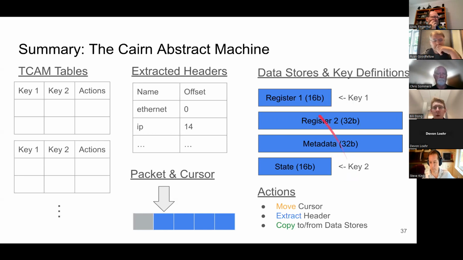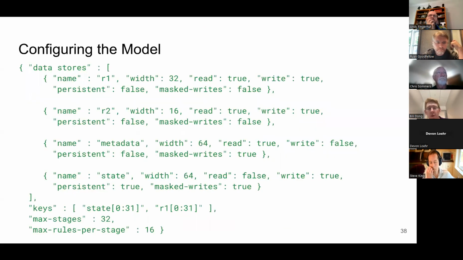The very last thing I want to talk about here is just to show you what one of these configuration files looks like. So we've come up with a little configuration language, which is really just a dialect of JSON. This is a simple configuration file specifying a particular piece of hardware. In this case, it specifies 4 data stores, each of which has a name and a width and some other properties, like whether it's readable and whether it's writable. And we also specify what the keys are.